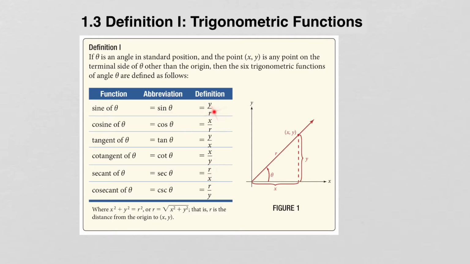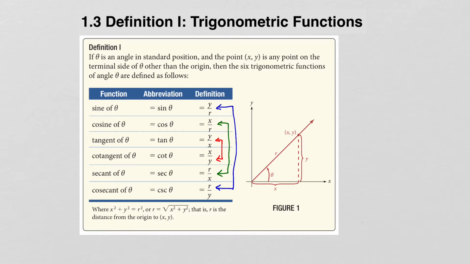So sine of theta is y divided by r, cosine of theta is x divided by r, tangent of theta is y divided by x, and so on. Now, I want you to notice something about this definition. I want you to notice that the sine of theta and the cosecant of theta are reciprocals of each other. One is y divided by r and the other is r divided by y. The same thing is true for cosine of theta and secant of theta. Those are reciprocals. And also tangent of theta and cotangent of theta are reciprocals.